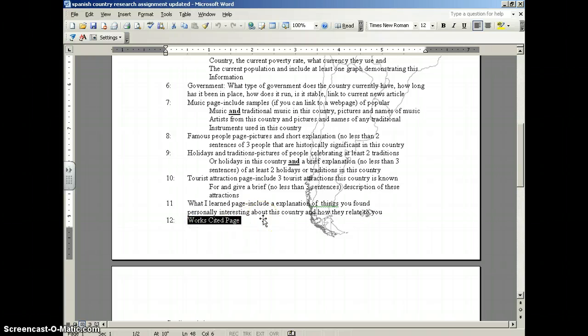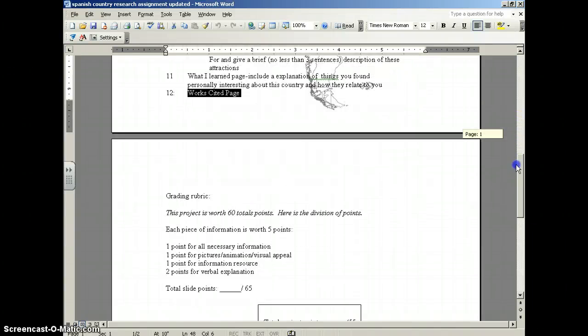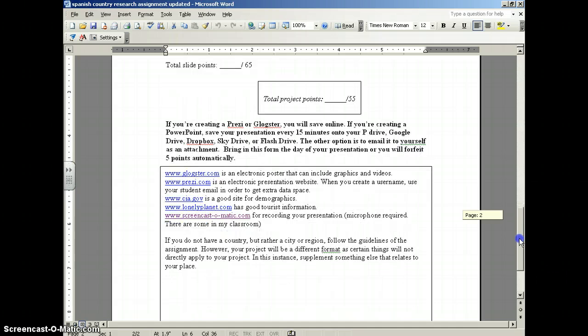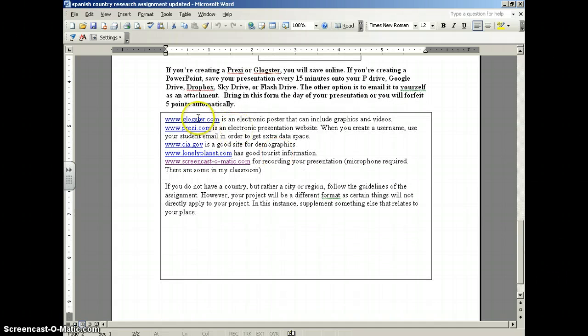The works cited page does not have to be in MLA format or APA format. It just needs to be keeping track of your sources. It does not need to be anything fancy or amazing. So you grade it, 5 points for all these different pieces of information. There's a little bit of rubric there. Your actual presentation counts. And those are some of the things.